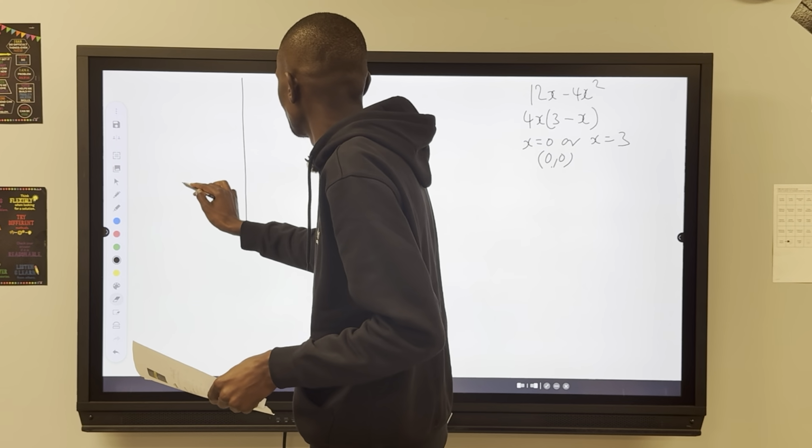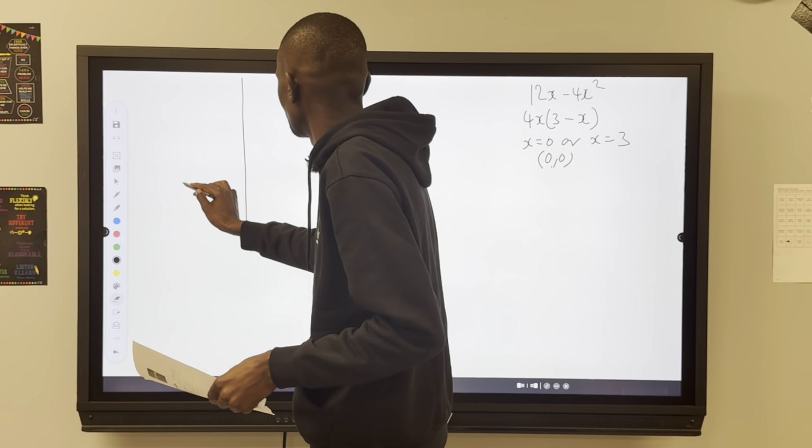Okay, so it's somewhere here. I want my tangent to be like this, something of this sort. We know that this is 4 and that is negative 1, right? That's my line y equals 4x plus 4.